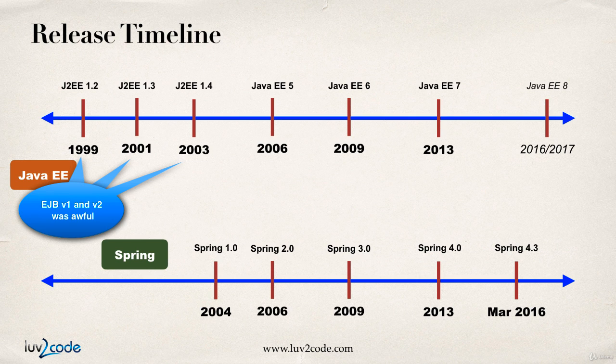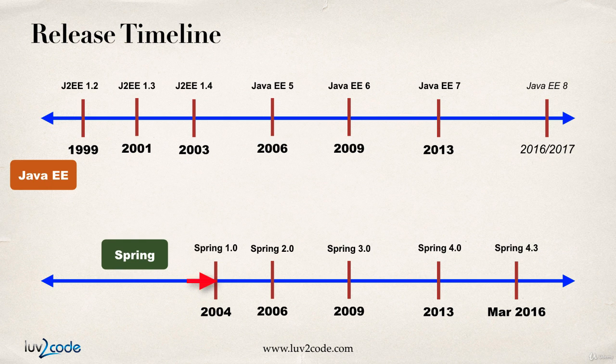So that's when Spring 1.0 came out, around 2004, because prior to that, EJBs were just horrible and no one wanted to use them anymore. So Spring came out, then Spring 2, Spring 3, and so on.